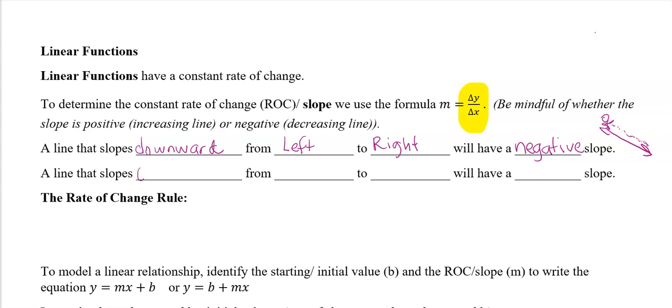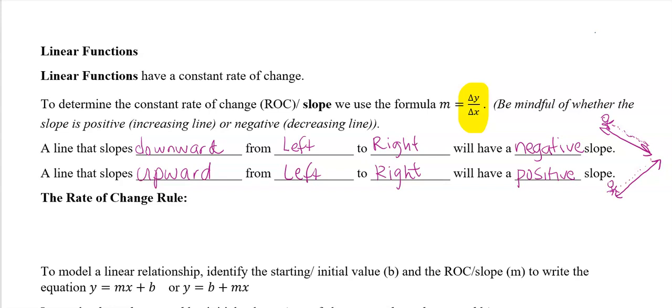A line that slopes upward from left to right, in other words, the line would be increasing, that will have a positive slope. So a positive slope will look like a line that, if I have a person here on the far left end, and that person is going uphill, then that line is increasing and the line is sloping upward.